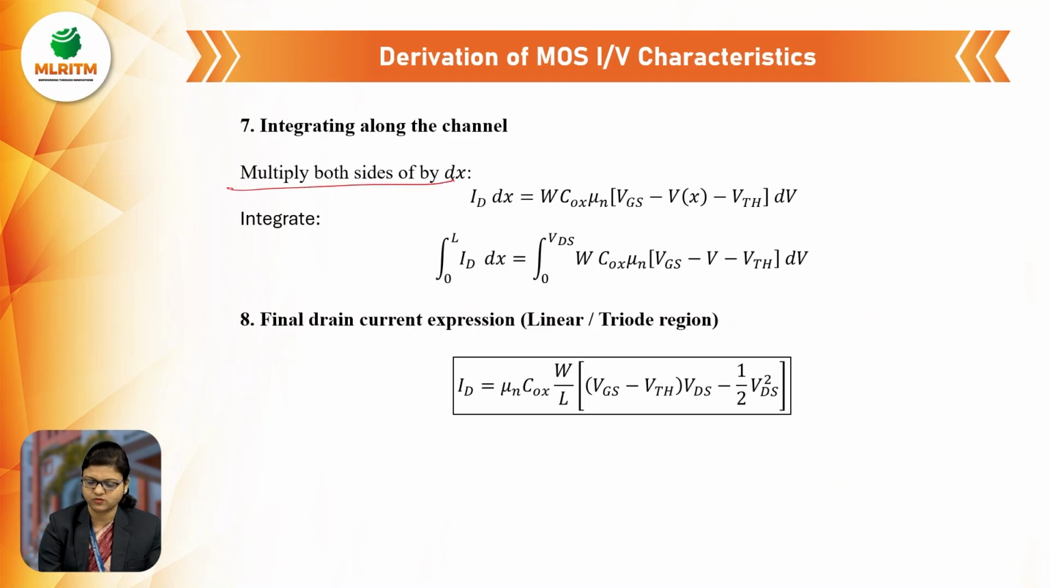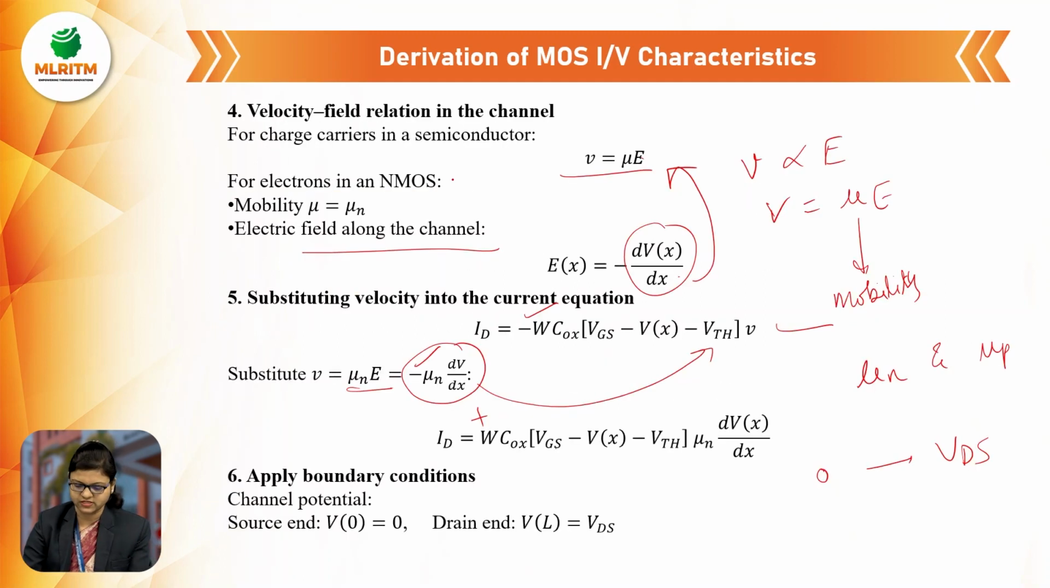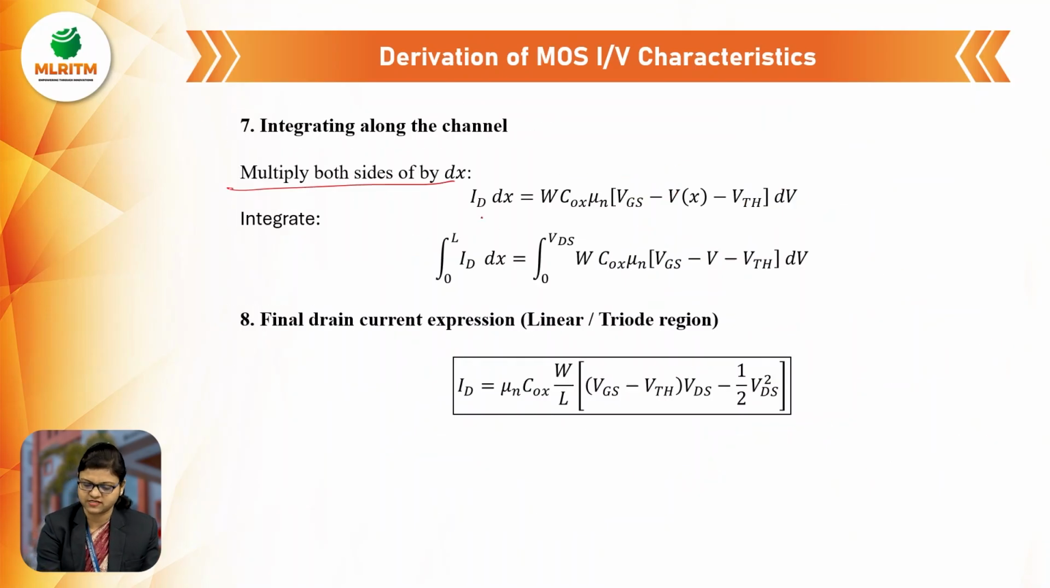Here we will multiply both sides by dx, for example. So this dx will be multiplied with both sides. ID will be multiplied with the dx, and the dx in the denominator gets cancelled with the dx. So here also, here also. Multiplying both sides, we will get these steps. Next step, ID dx, and here also the denominator dx will get cancelled. So here you will get 0 to L. Now we are integrating this, and we are also putting the limits.